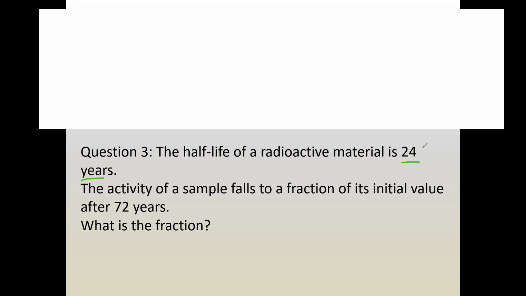We want to find a fraction after how many half-lives, because 24 years is equal to 1 half-life. So 72 years divided by 24 gives how many half-lives? There will be 3 half-lives. After 3 half-lives, what fraction of the sample will be left, or what fraction of the sample will be active? For example, if the original activity is A, you can represent it by any value, any number.